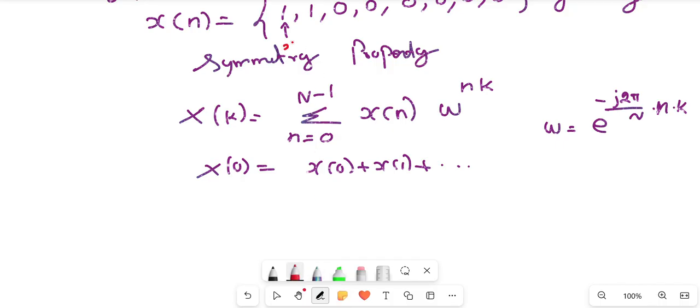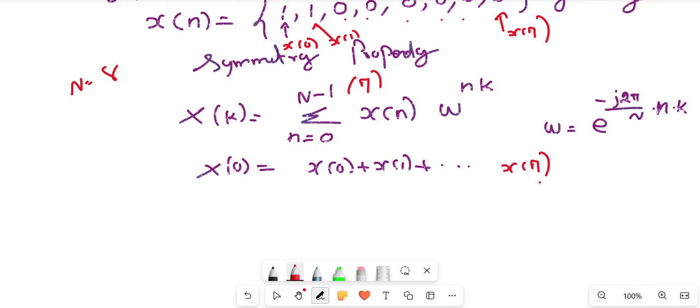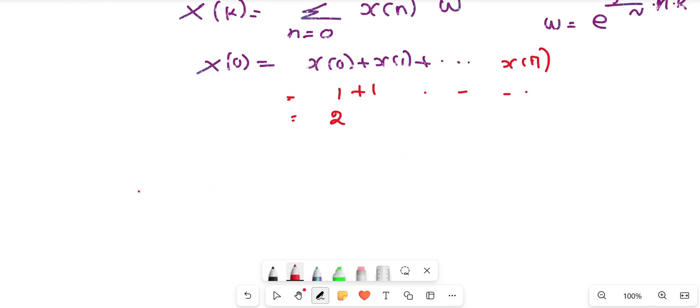This is x of 0, this is x of 1, the other terms are 0: x of 2, x of 3, x of 4, x of 5, x of 6, x of 7. So n is equal to 8, so 8 minus 1 will be 7, 0 to 7. Only x of 0 and x of 1 are available, 1 plus 1, the remaining will be 0. So we will get 2. Similarly, you calculate for the other terms, next x of 1.